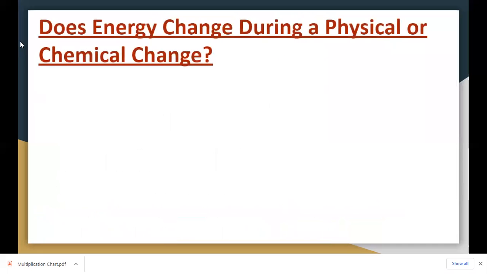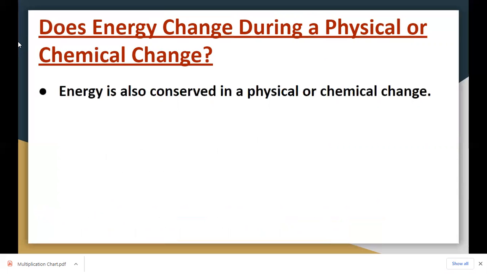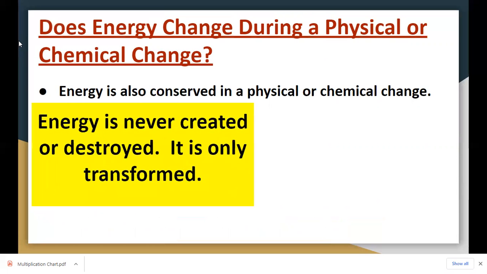Does energy change during a physical or chemical change? Energy is also conserved in a physical or chemical change. Energy is never created or destroyed, it is only transformed, just like the law of conservation of mass. Same thing with energy. It is not created or destroyed, it's only transformed into something else.